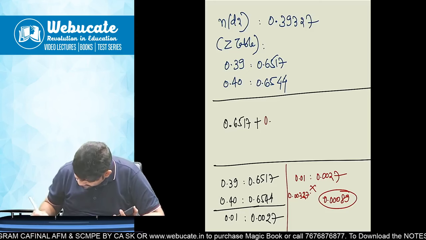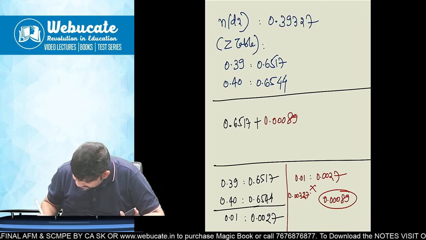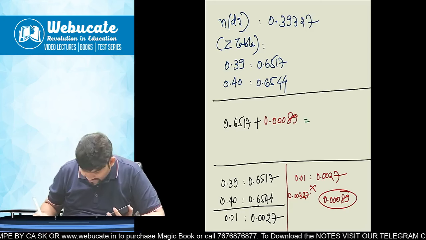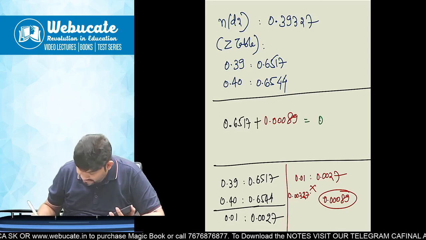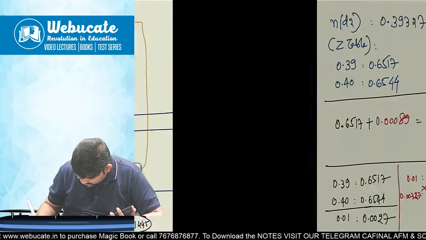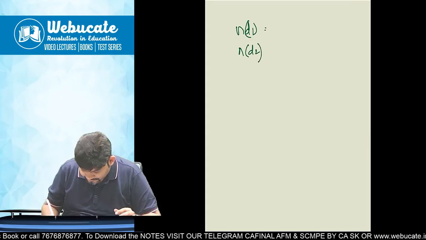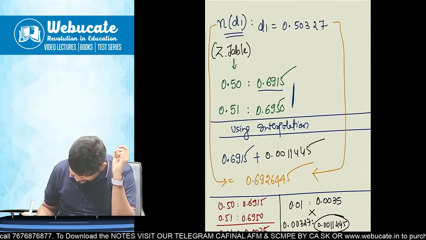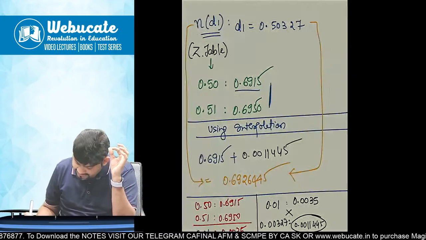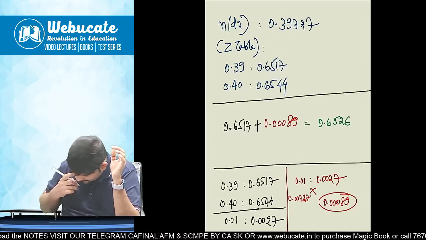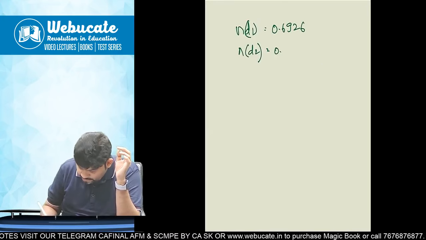This will be 0.0089, and see, rounding off errors will be there, so that's pretty fine. When you add this, you will get 0.6526. So ND1, ND2. ND1 is how much? 0.6926445. So 0.6926, and ND2 is 0.6526.